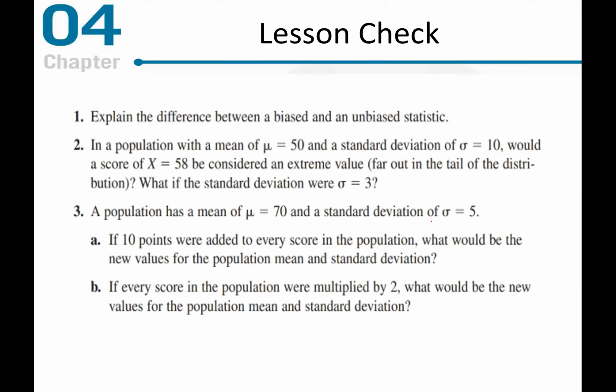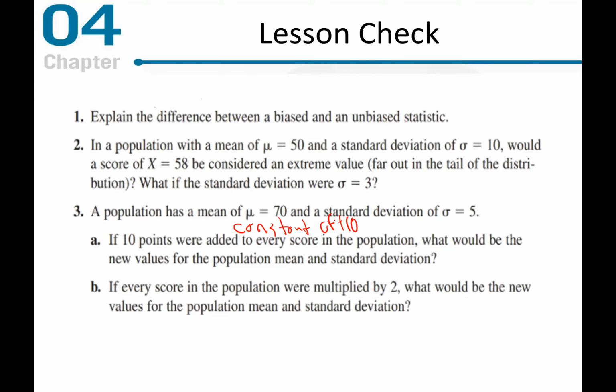All right. So the third question: a population has a mean of 70 and a standard deviation of 5. If 10 points were added to every score in a population, so a constant of plus 10, what would be the new values for the population mean and the standard deviation?